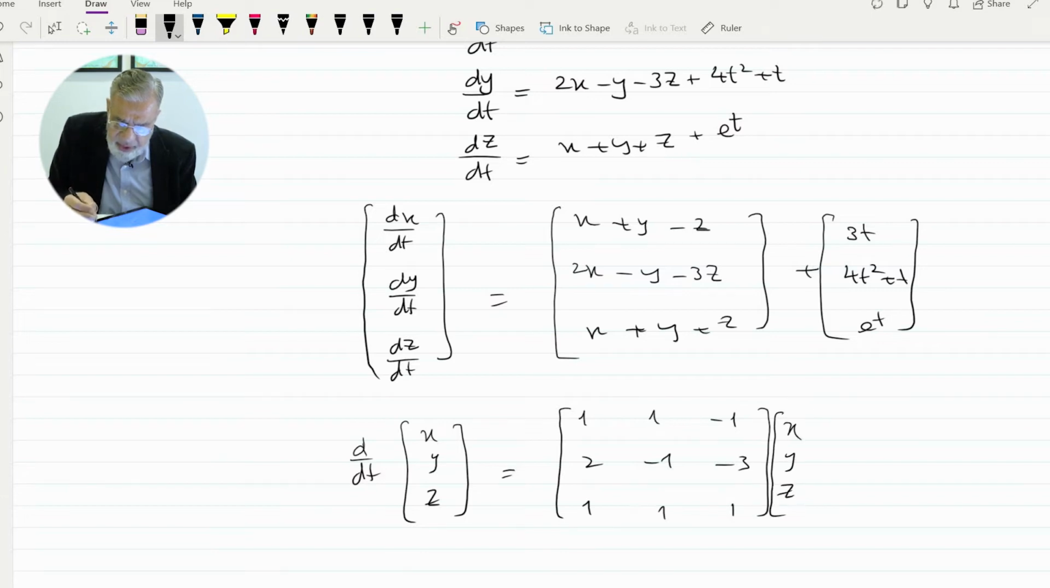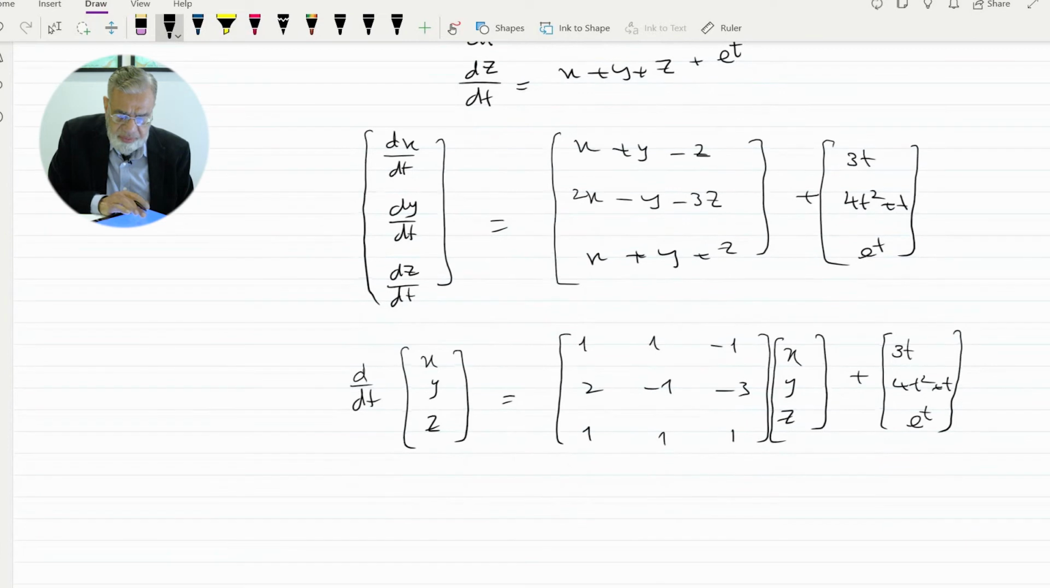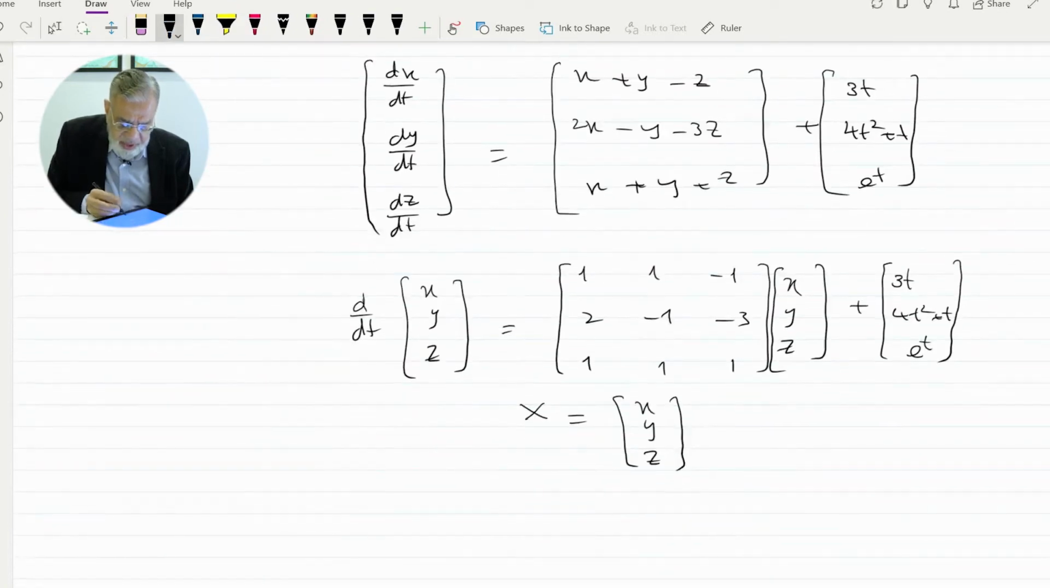This is my vector. And then I have here the values, the function of t, that is 3t, my dependent variable, plus t, independent variable, plus e to power t. So if I write a general form, this is my vector x, y, z, vector of unknowns. So I can write this one as d by dt of x plus ax, and plus I write this one as f of t.